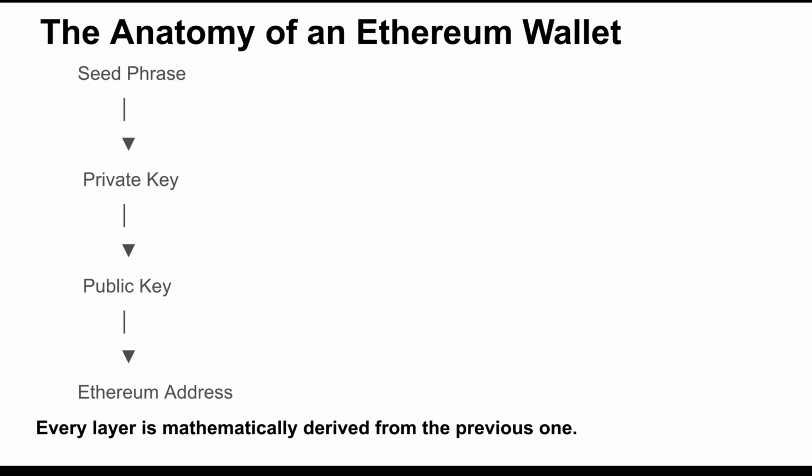And so this is how it is, right? The anatomy of an Ethereum wallet is this. You have a seed phrase, and then from this random seed phrase, right? Seed phrases are just random English words that you use to create a private key. And when you create that private key, from the private key you can derive your public key, and then you can derive your Ethereum address from it.